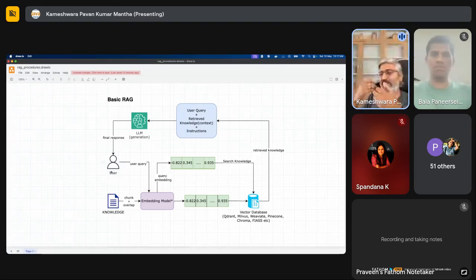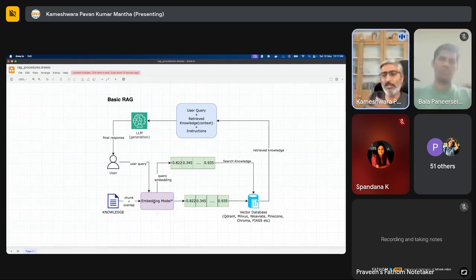Then we get some relevant chunks retrieved out of the knowledge, which we pass into a template where you embed your user query, the retrieved knowledge along with some instructions, and the whole template package we pass to an LLM, and the LLM will give you the final answer. So you're seeing the whole process here, right?